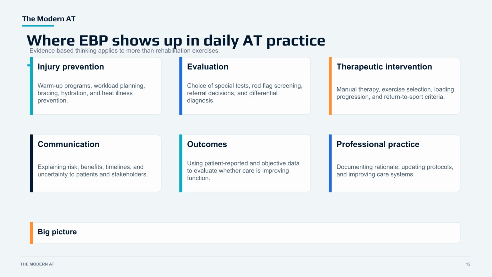Evidence-based practice is not limited to choosing rehabilitation exercises. It appears across nearly every part of athletic training. In injury prevention, evidence can guide warm-up programs, heat safety policies, bracing decisions, workload conversations, and hydration strategies. In evaluation, evidence helps us understand which tests are useful and when referral is appropriate. In intervention, evidence informs exercise selection, manual therapy decisions, progression, and return to sport criteria.